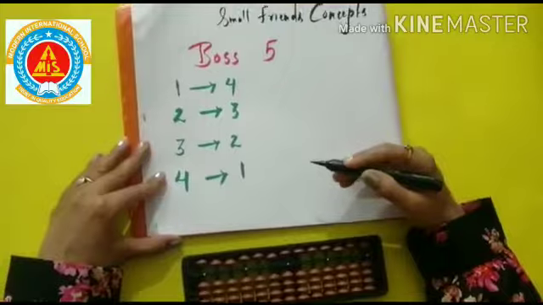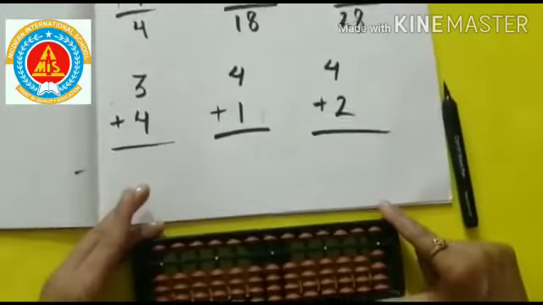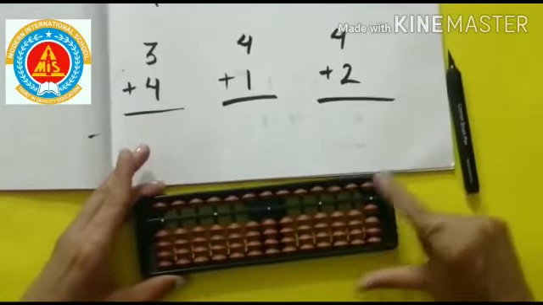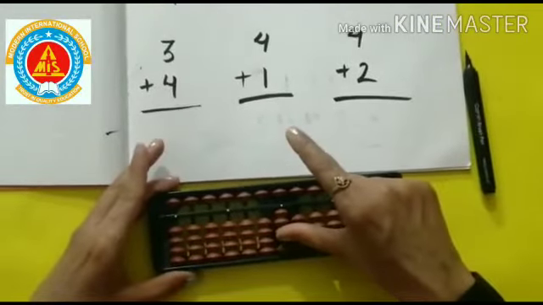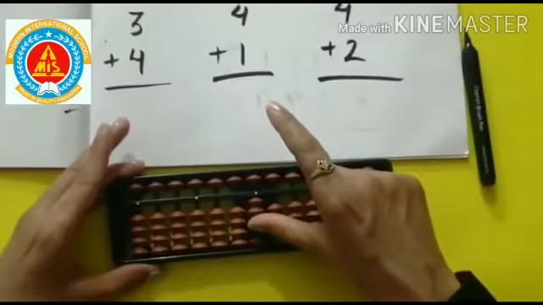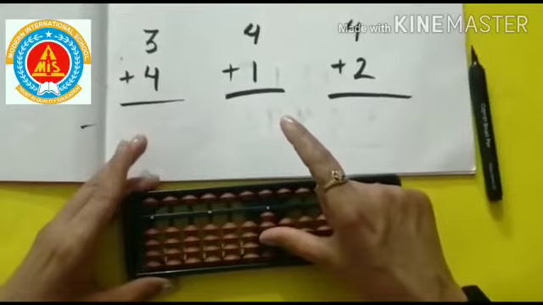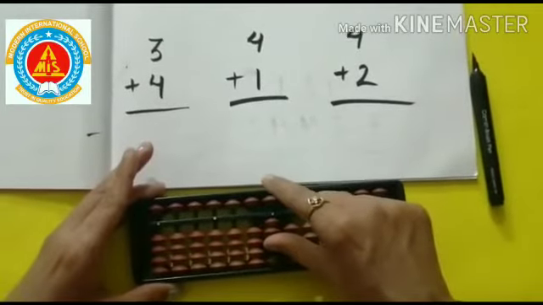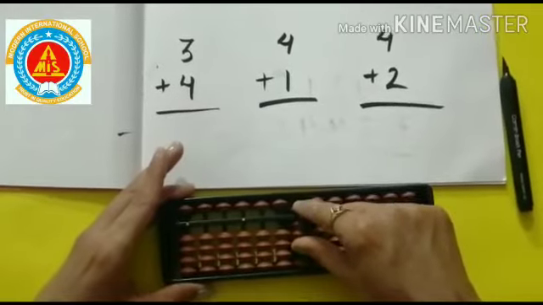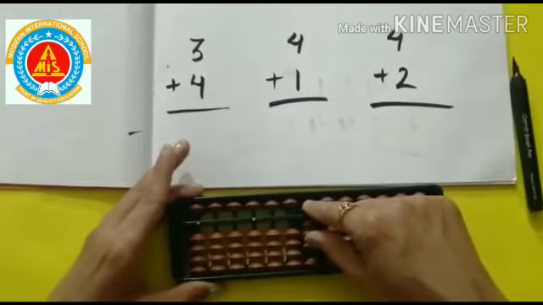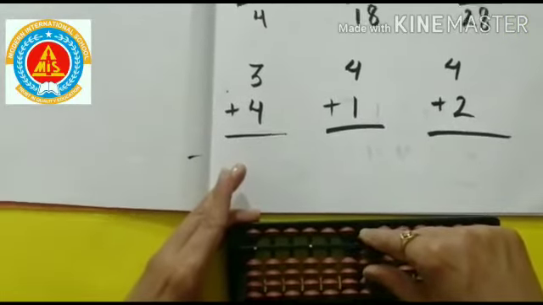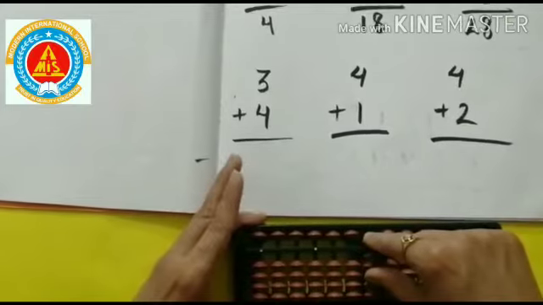Let's start the sum 3 plus 4. For that, first we will take 3 on the one's row, and then for 4 we will apply the small friend concept. For that we'll take 5. So add the boss 5 less the friend 4.